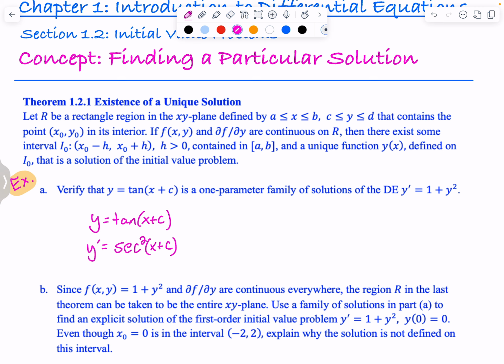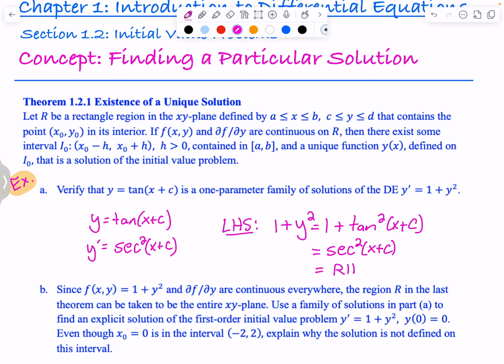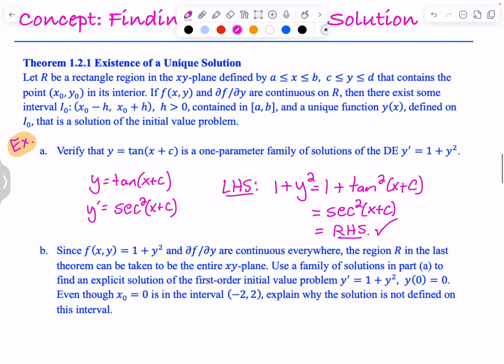And then notice, okay, the left-hand side is 1 plus y squared, which equals 1 plus tangent squared. And like in the video, I'm not going to show it again, but that's actually a Pythagorean identity. That's equal to secant squared of x plus c, and that's equal to the right-hand side. We're done. So that's part A, nothing new there. We just wanted to make sure we are convinced that that is a solution.